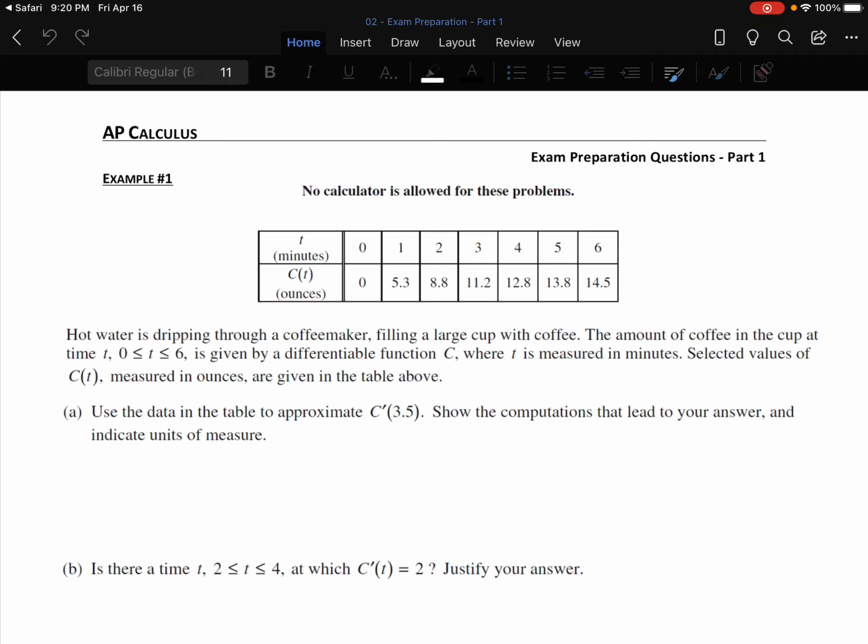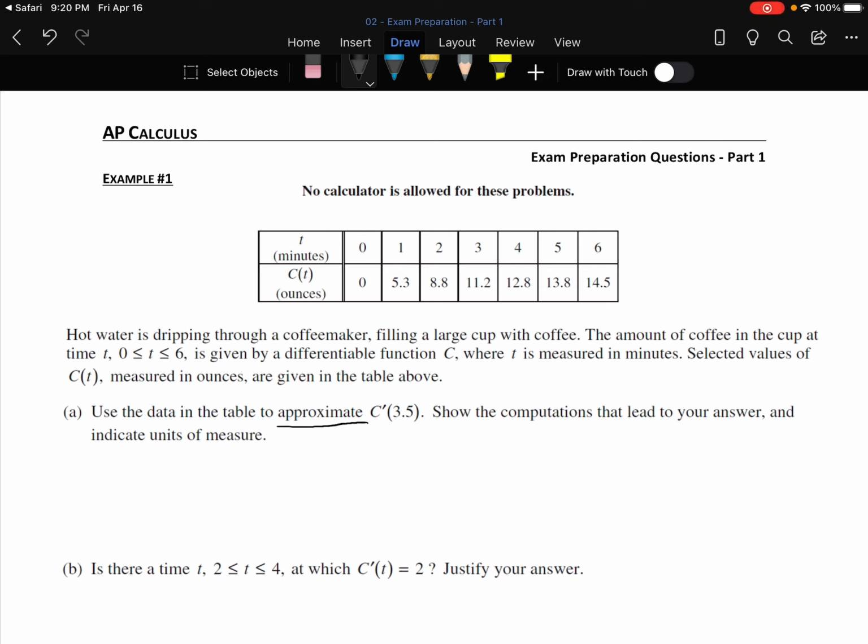But actually, 3.5 is what you probably really want here, because if you want to find the instantaneous rate of change at 3.5, we don't have a lot of information here, but we do have the amount in the cup at 3 minutes and the amount in the cup at 4 minutes. So we could find the average rate of change between 3 minutes and 4 minutes, and that's going to be our best way to approximate. See, that's the important word here in all this, that it said approximate.